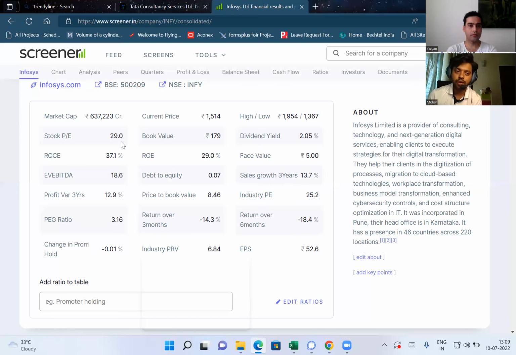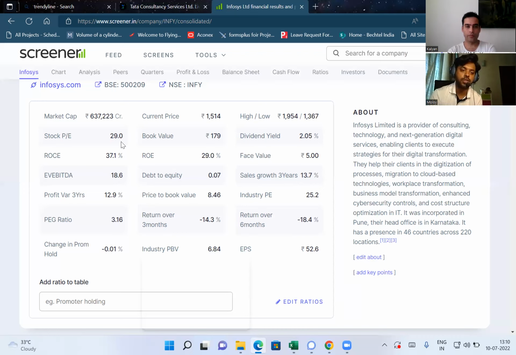So when you divide the PE with the growth of the company, it becomes the PEG ratio. If the growth supersedes the PE, then the number would be less, right? For the PEG ratio, any number which is less than 1 is considered to be a good number. Then you have the returns of 3 months and 6 months, which tell you immediately how the stock has given returns to the investors.